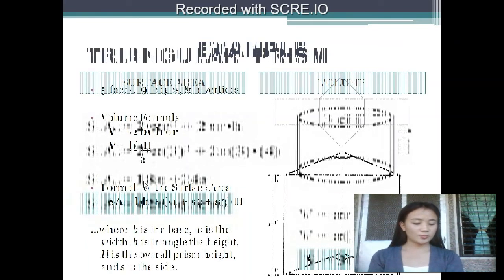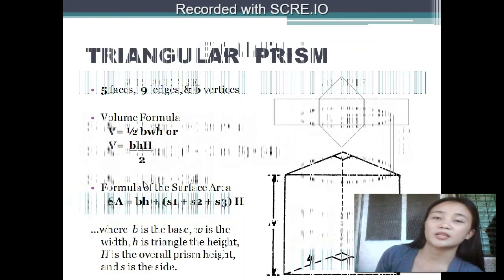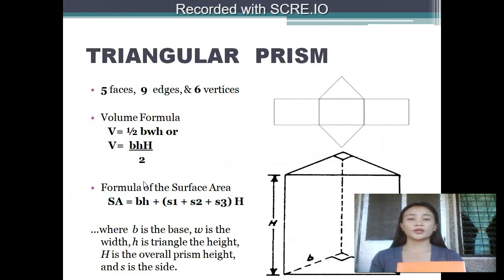The last three-dimensional figure that I am going to present is the triangular prism. This triangular prism has 5 faces, 9 edges, and 6 vertices. In a triangular prism, it involves 3 rectangular faces, 1, 2, and 3, and also 2 triangular faces, 1 and 2. All in all, a total of 5 faces.